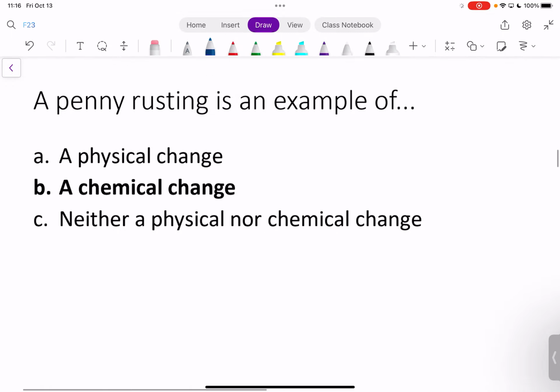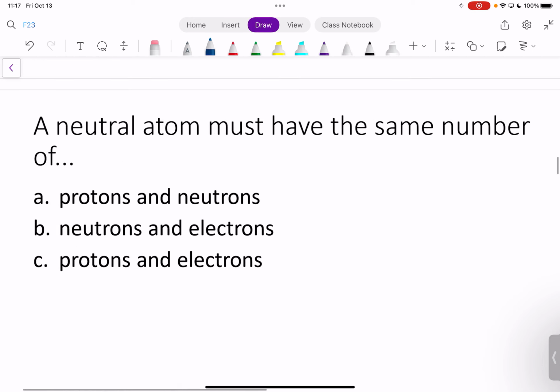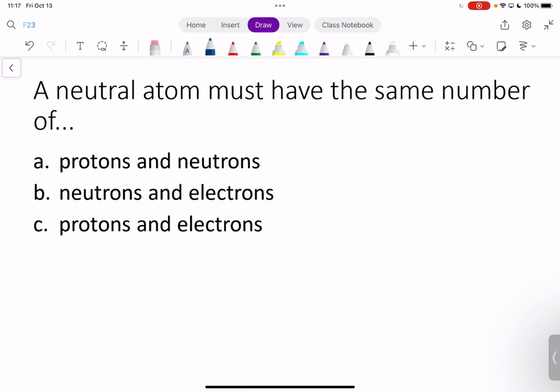What would be an example of a physical change? Can anyone think of one? Ice melting, yeah, going from solid ice to liquid water. Perfect example of a physical change, right? You still have water. We call it something different because it's solid water versus liquid water, but still water.